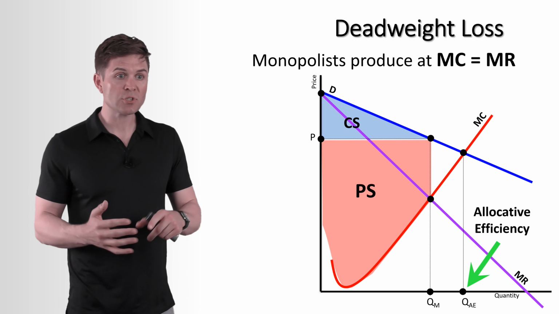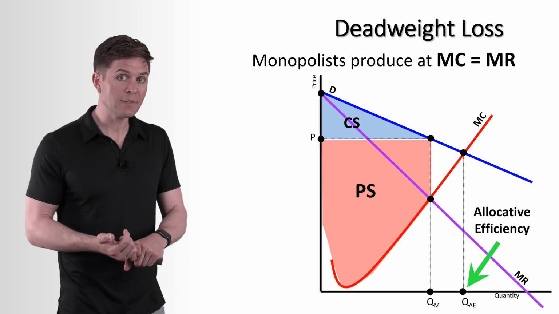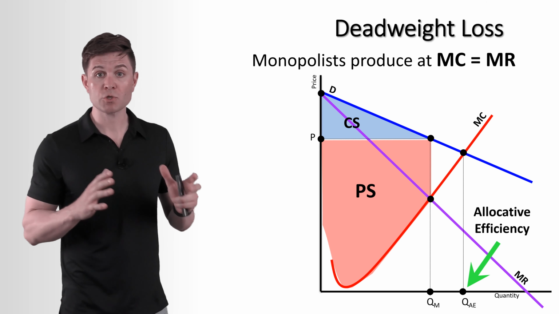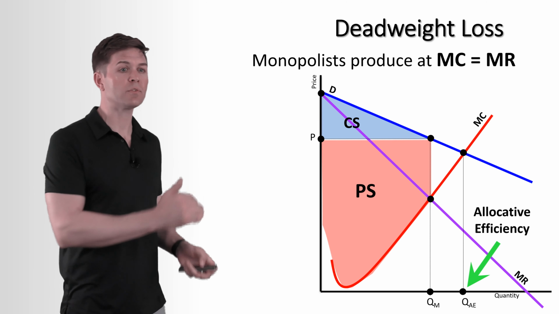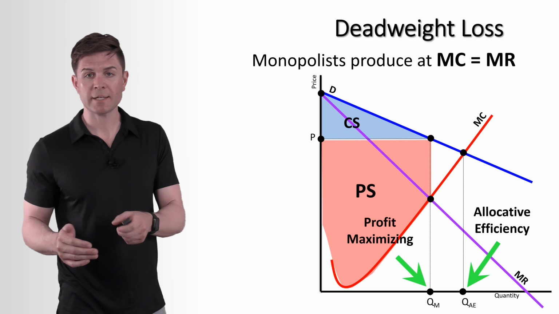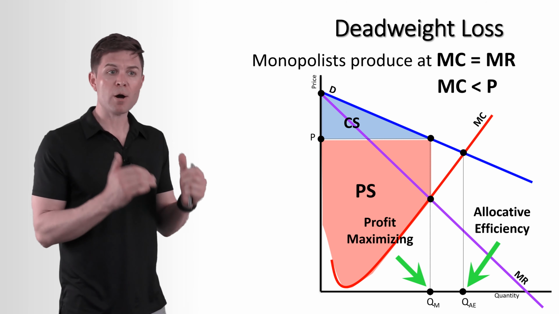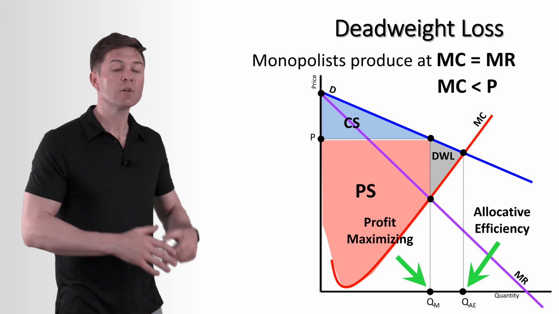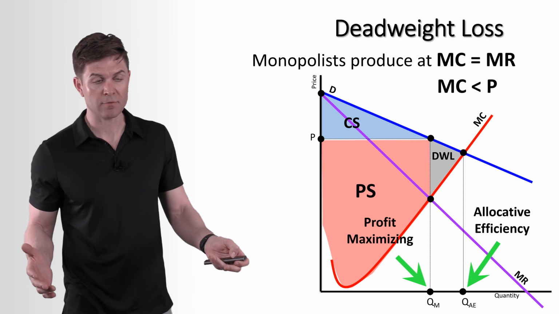All right, allocative efficiency is where marginal cost equals price, and they are producing at where marginal cost equals marginal revenue, and price is always above marginal revenue. So we got profit maximizing at QM, allocative efficiency at QAE, marginal cost is going to be less than price, so we've got some deadweight loss in this given market.